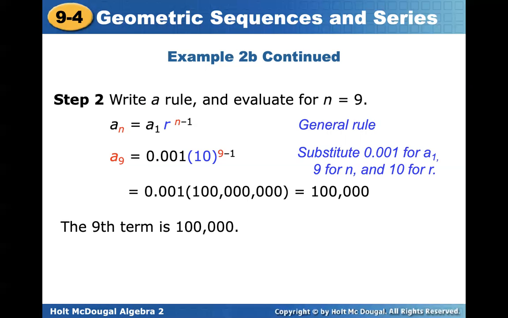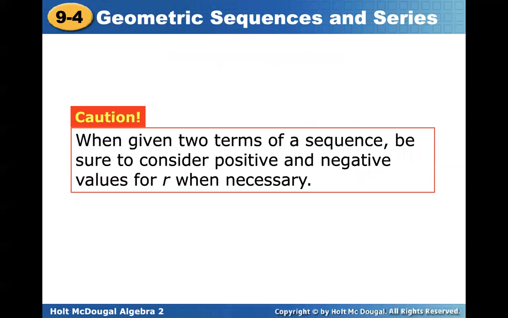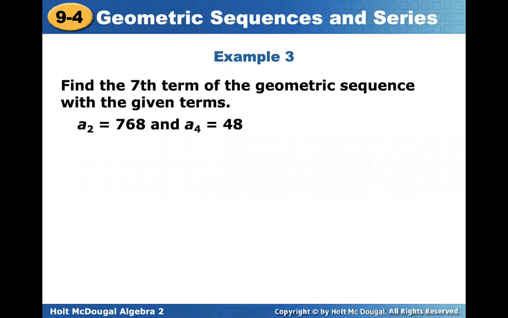All right, so instead of adding or subtracting, instead of a common difference, we have a common ratio. Now, just like when we were given two terms of an arithmetic sequence, we could find the common ratio and unlock all kinds of things about it. Same thing's true here. When given two terms of a sequence, be sure to consider positive and negative values for r when necessary, okay? So sometimes we got to make sure we're careful. The ratio could be negative, it could be positive, all right? But if we're given two terms of a sequence, that should unlock everything we need to know about the sequence.